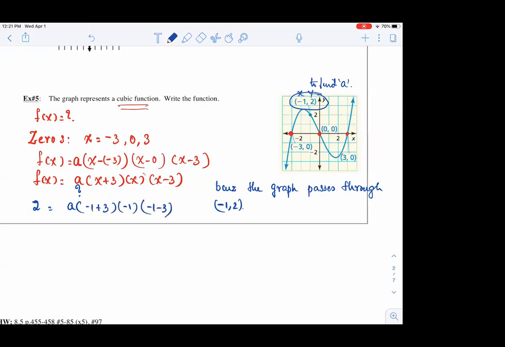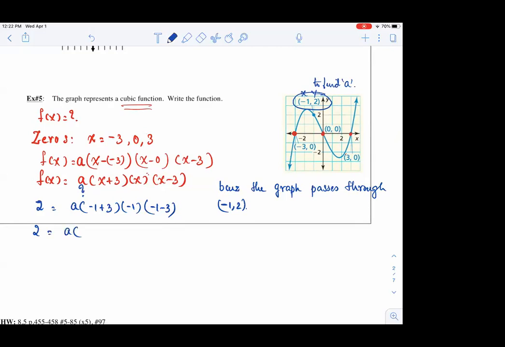Okay. So you have 2 is equal to a times negative 1 plus 3 is 2, negative 1 minus 3 is negative 4. So 2 is equal to 2 times negative 1 is negative 2. Negative 2 times negative 4 is positive 8. So 8a. What are we trying to find now? A value. Correct. So now that you have 2 is equal to 8a, you're going to divide both sides by 8 to get your a. So a is equal to just 1/4. Okay, so a is equal to 1/4.